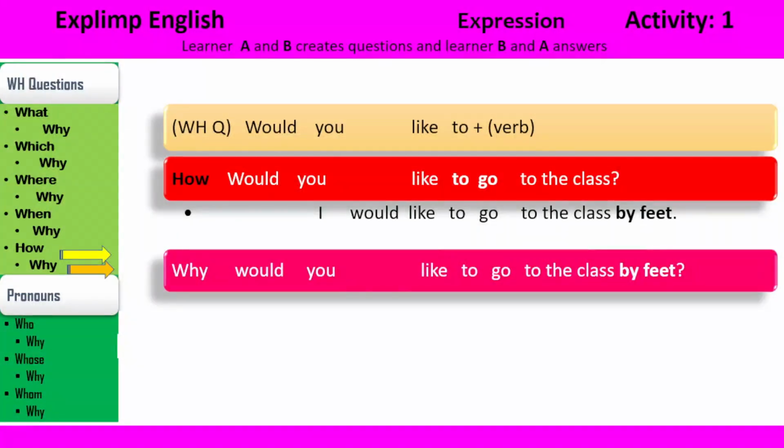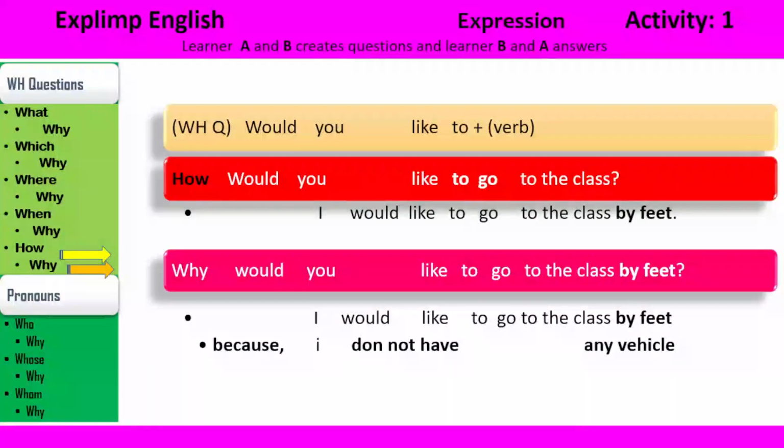The next question is, why would you like to go to the class by foot? Well, there are many different possibilities. Number one, I would like to go to the class by foot because I don't have any vehicle. Or you can say, because I do exercise this way. Or you could simply say, I would like to go to the class by foot because I love walking. I love seeing the things around me, and I don't like traveling in a vehicle all the time because that is boring. So whatever the reason, you tell us why you would like to go to the class by foot.